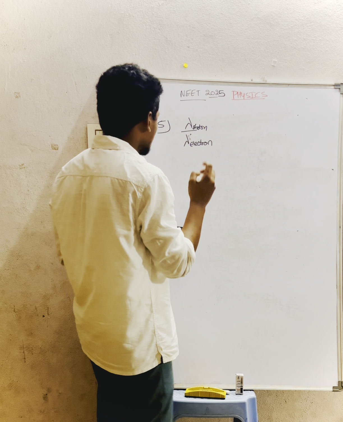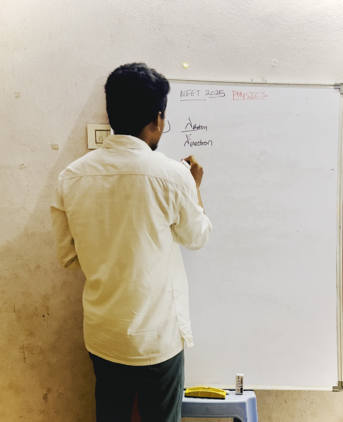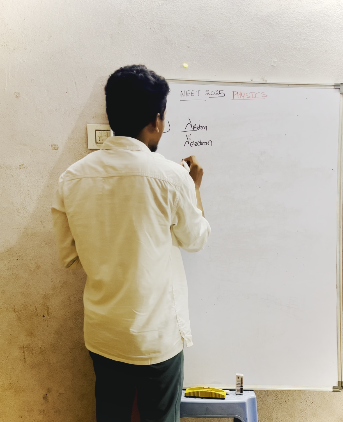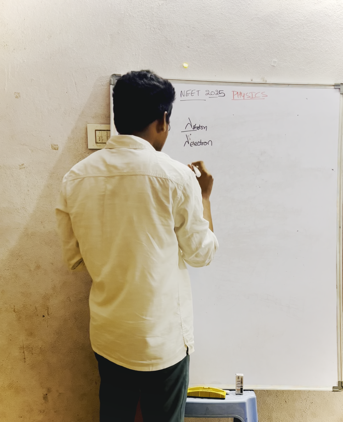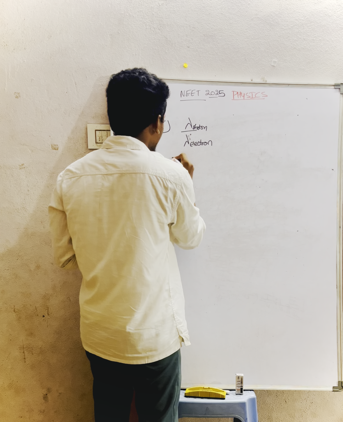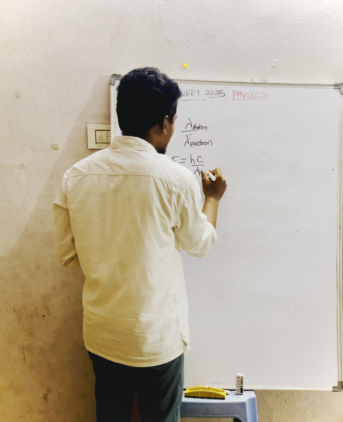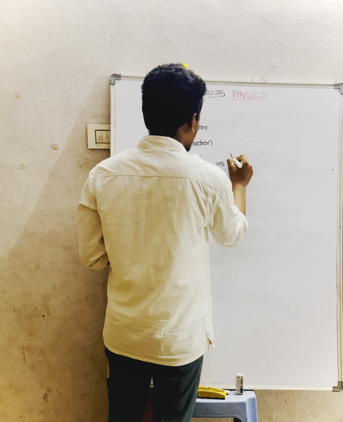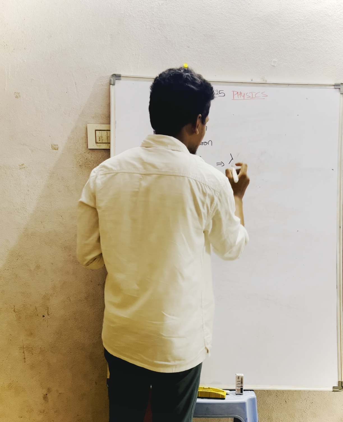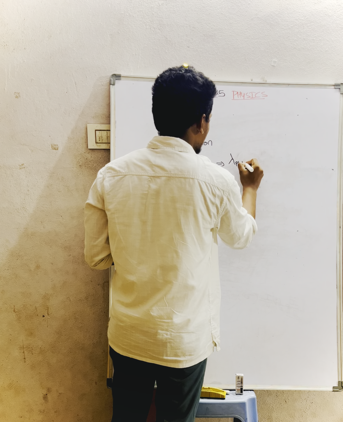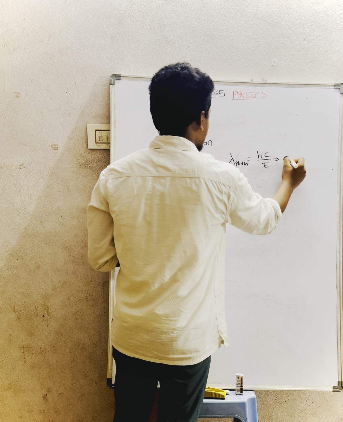Let's find the wavelength of the photon. Energy of the photon, E, is equal to hc by lambda of the photon. So I can write the wavelength of the photon should be equal to hc upon E. So this is our first equation.